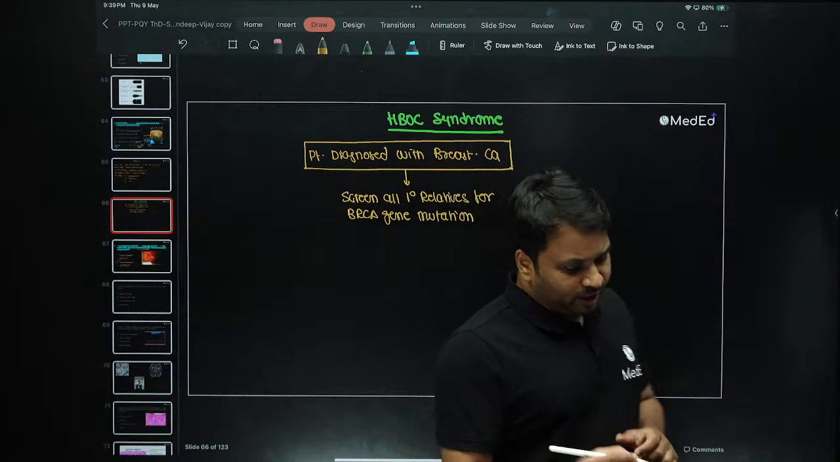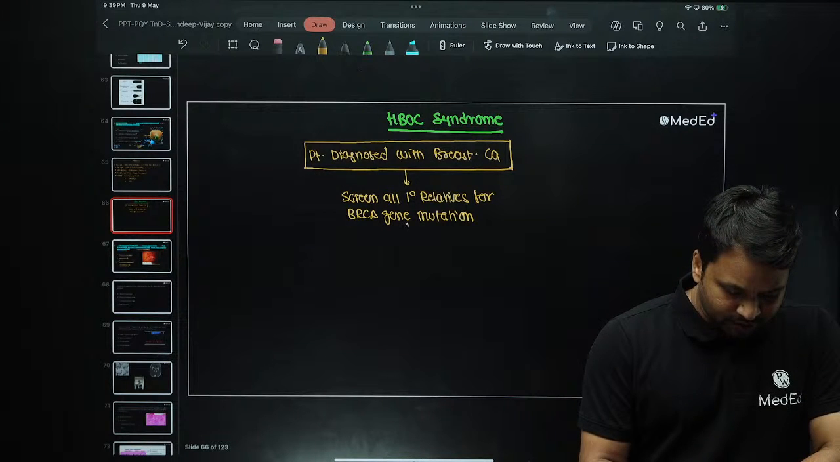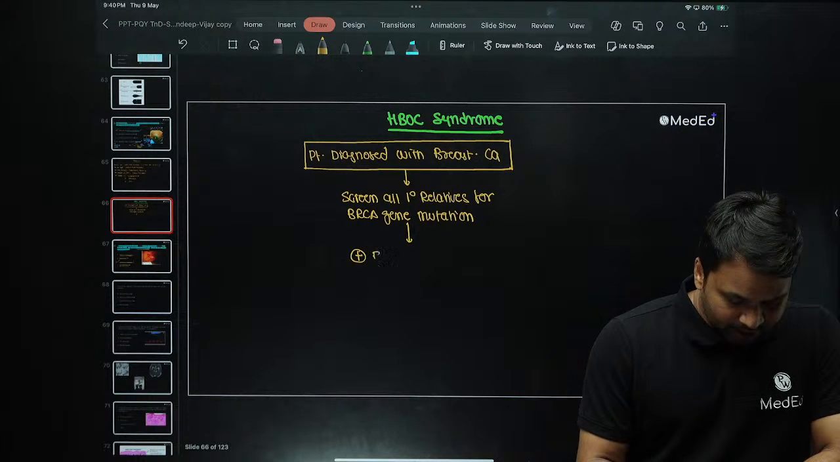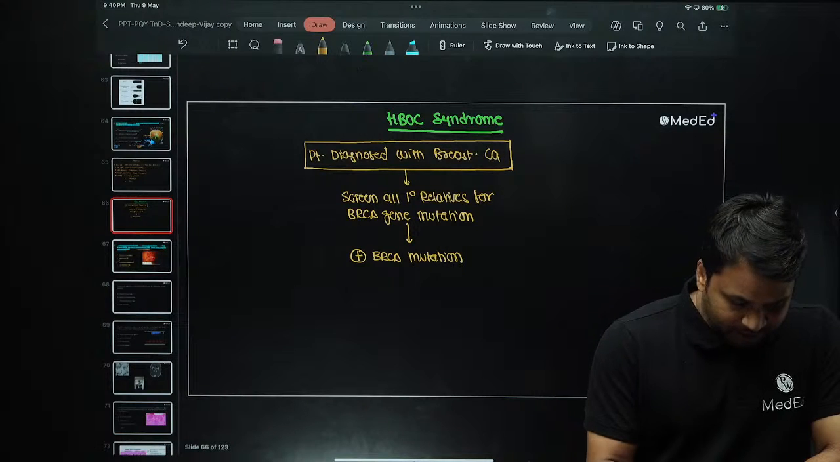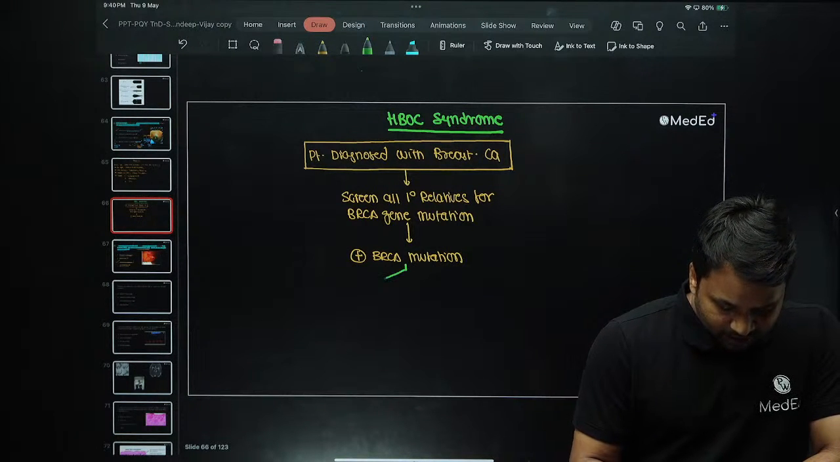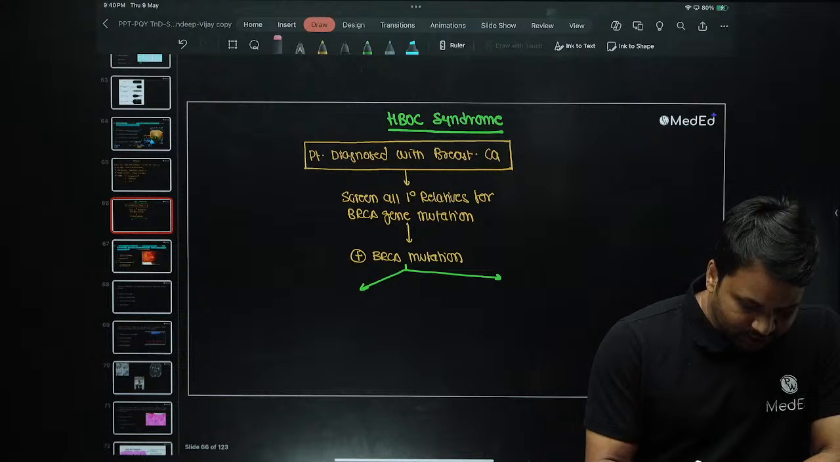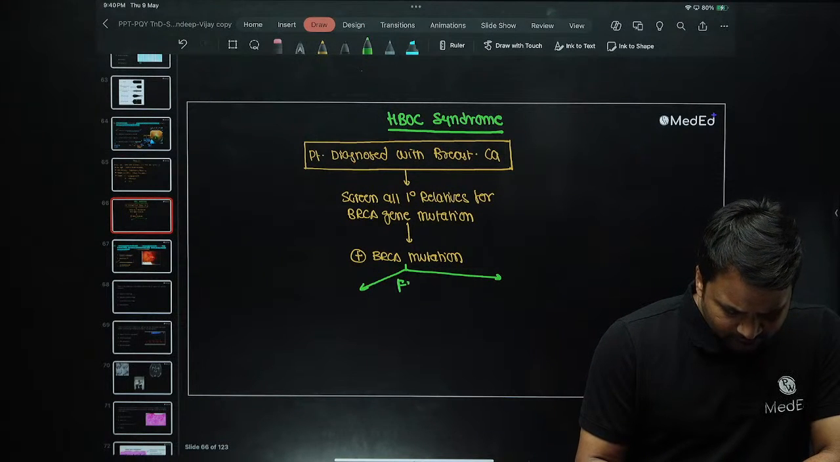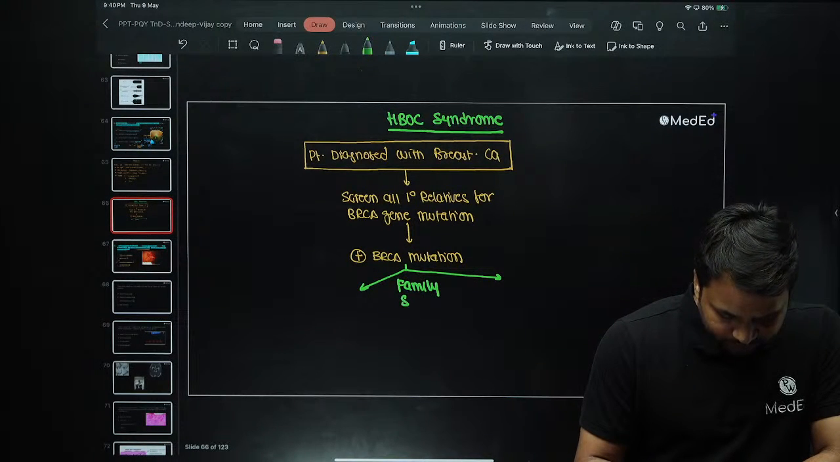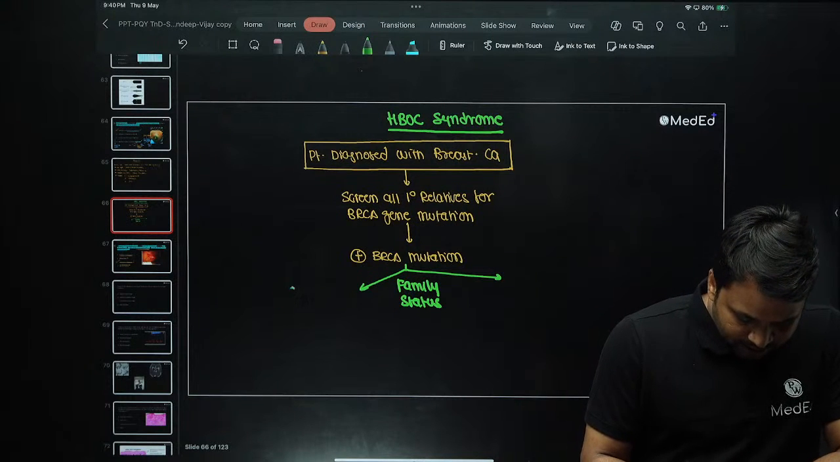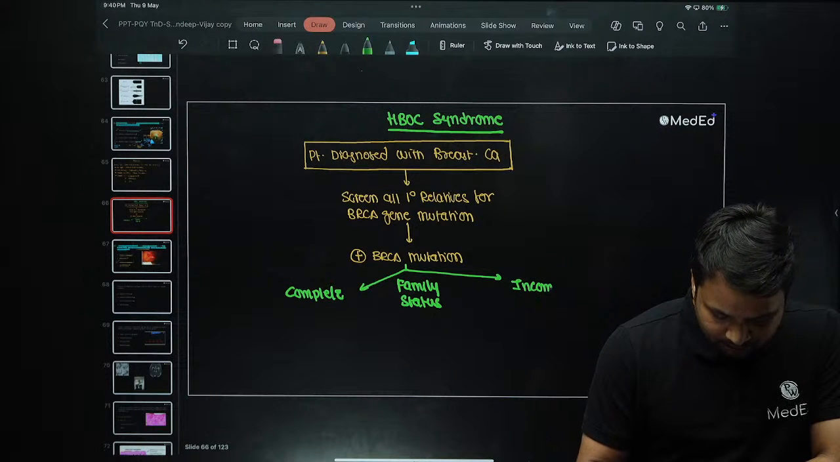Okay. So, screen all the first degree relatives with BRCA gene mutation. Find a patient. Let's say anybody is having a BRCA mutation positive. If the patient is having a BRCA gene mutation positive, then I would see the status. That is the family status. We'll take family status. We'll say family status is complete, or whether the family status is incomplete.